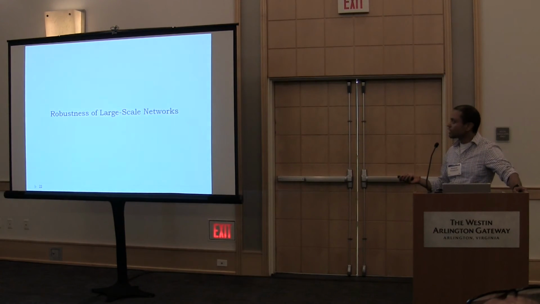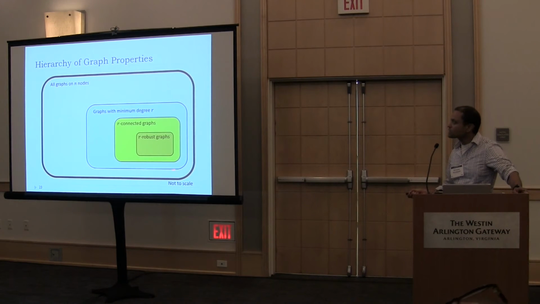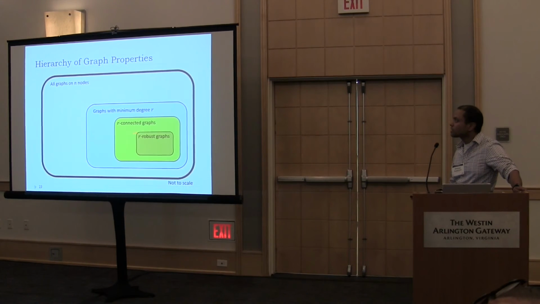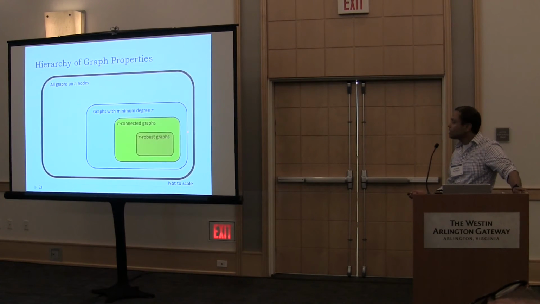Okay, so we've identified this property of networks, and it's interesting now to try and figure out what this set of R robust graphs looks like, right? So this is a set of all graphs, again, not to scale, right? So you've got the graphs of minimum degree R, you've got graphs that are R connected, you've got graphs that are R robust. R robustness is a stronger property than R connected. Okay? So how do these sets compare?